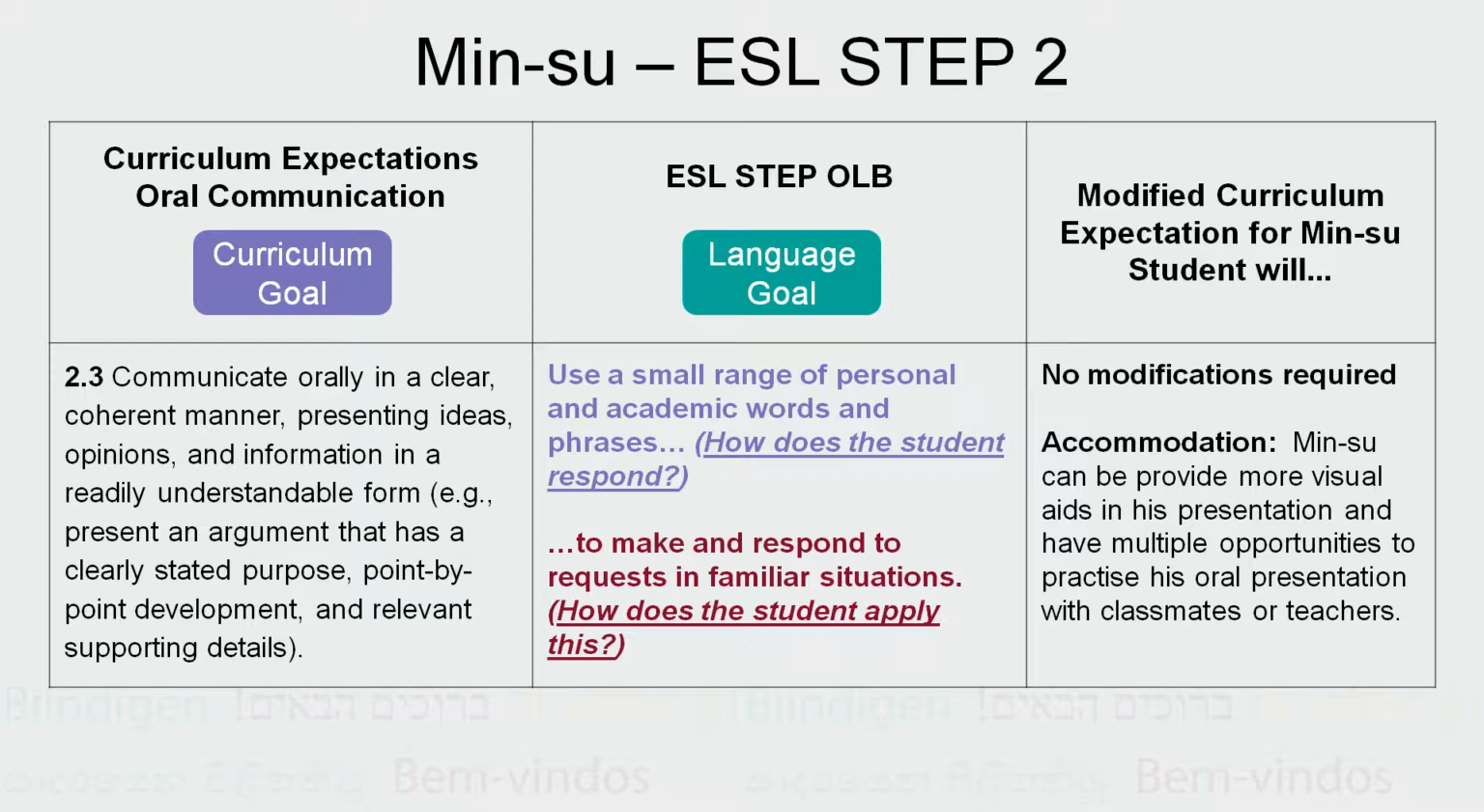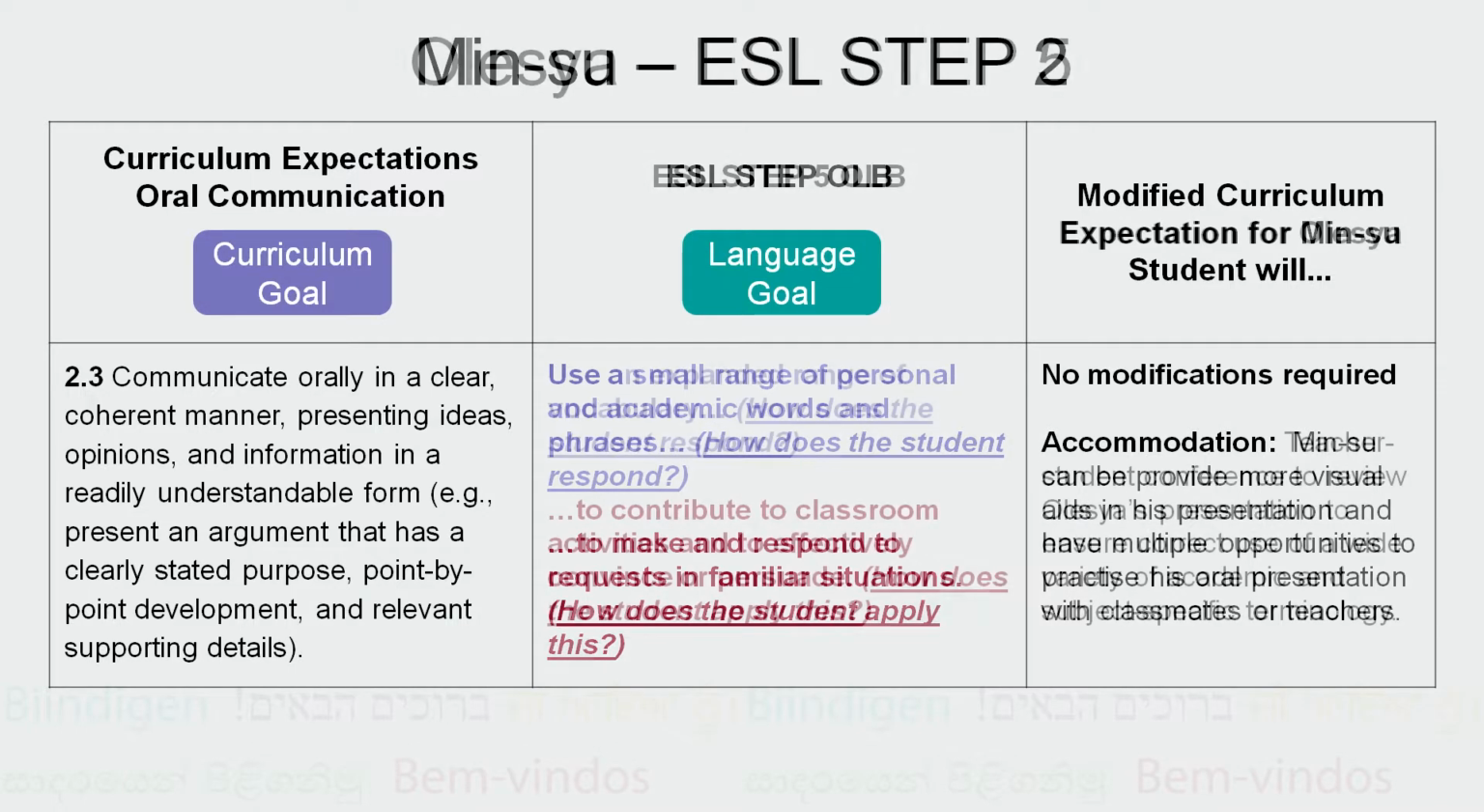After comparing Minsu's OLB with the curriculum expectation, we can see that no modifications are necessary. Minsu's oral language proficiency will allow him to participate successfully. However, he will require accommodations such as being allowed to use more visual aids in his presentation, as well as having multiple opportunities to practice his oral presentation with classmates or teachers. It is important to note that even though there are no modifications, you may still modify and differentiate oral rubrics to assess his language proficiency.